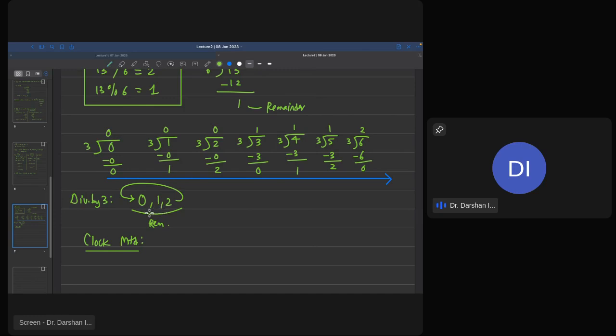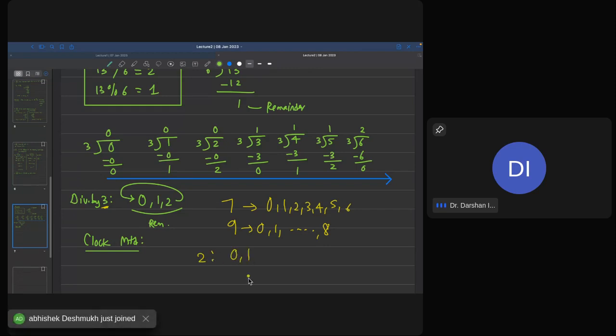In the same way, if you are dividing by 7, then the remainder will be 0, 1, 2, 3, 4, 5, 6. If it is 3, it goes from 0 to 3 minus 1. If it is 7, it goes from 0 to 7 minus 1. If it is 9, it goes from 0 to 9 minus 1. If it is 2, it goes from 0 to 1, and so on. Are you convinced with this?